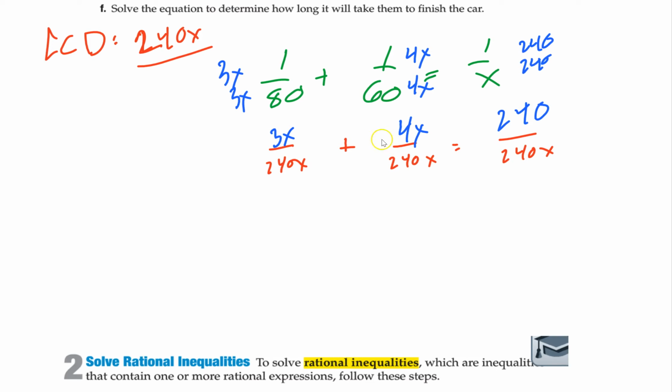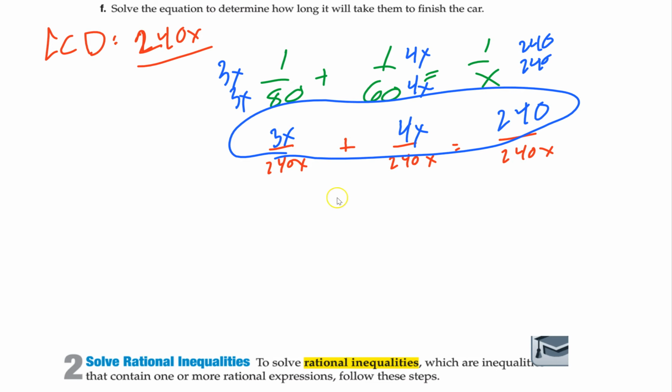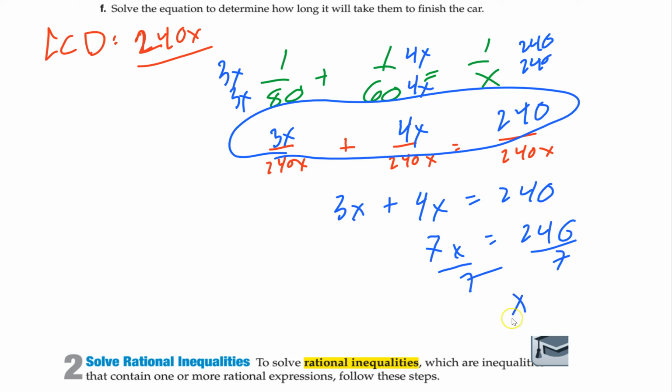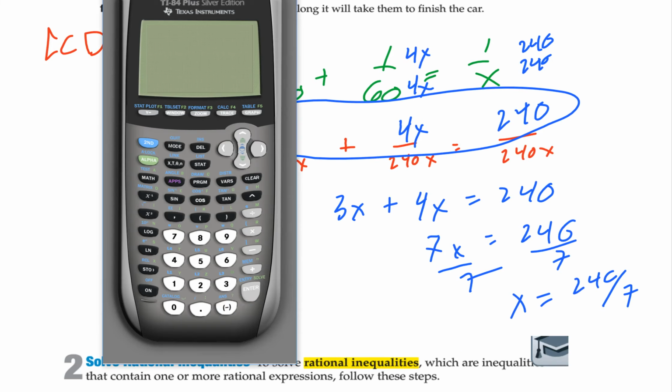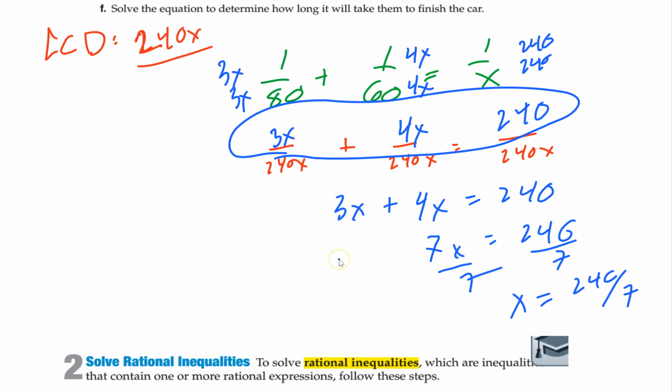Once you get that, you just add the numerators, and you get 3x plus 4x equals 240. So 7x equals 240, divided by 7, and x equals 240 over 7, which I have no idea about, but I have a calculator. 240 divided by 7. So together it's going to take about 34 minutes, so about half an hour. Again, together it will take them about 34 minutes to wax a car.